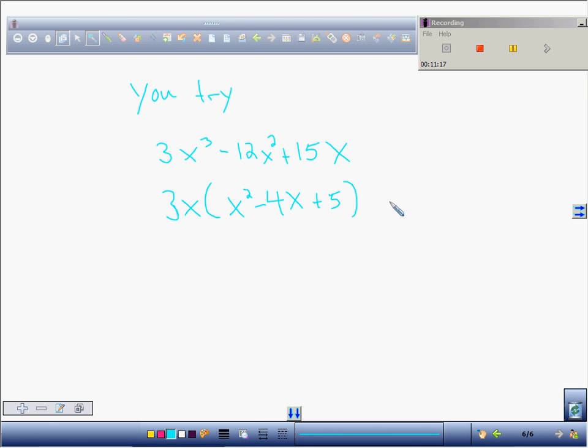And that's called factoring out the greatest common factor, and factoring. And then we're done. Do we have any questions?